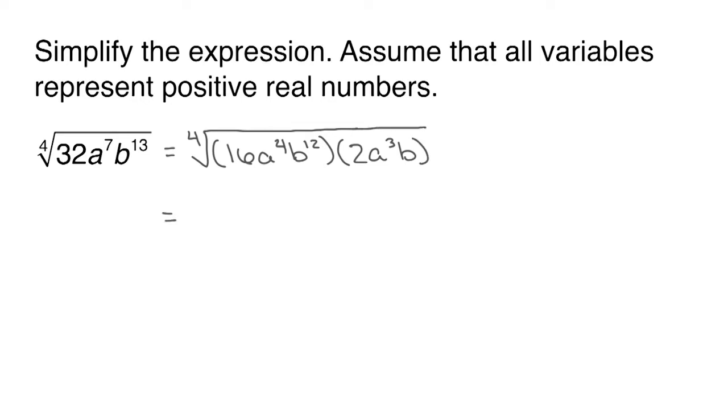Now we take the fourth root of 16a to the 4th b to the 12th, and we get 2 times a times b cubed, and what remains in the radicand is 2 times a cubed times b. So simplified, we have 2ab cubed times the fourth root of 2a cubed b.